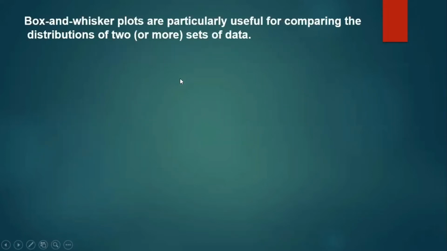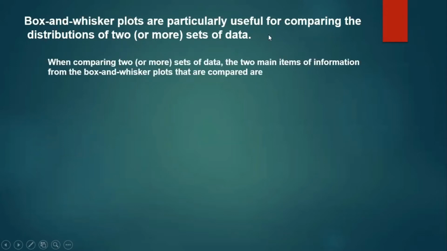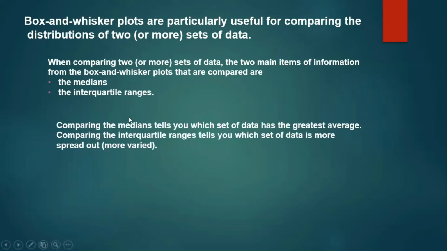Box and whisker plots are particularly used for comparing the distributions of two or more sets of data. When we compare two or more sets of data, the two main items of information from the box and whisker plots that are compared are the medians and the interquartile ranges. Comparing the medians tells us which set of data has the greatest average, and comparing the interquartile ranges tells us which set of data is more spread out or more varied.